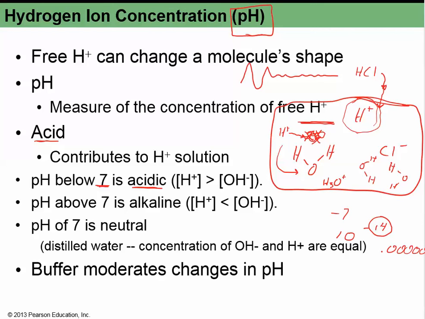Now, if the concentration of hydrogen was only 10 to the minus 1, that's going to be 1. Okay, 10 to the minus 1 is 1. So that's a pH of 1.